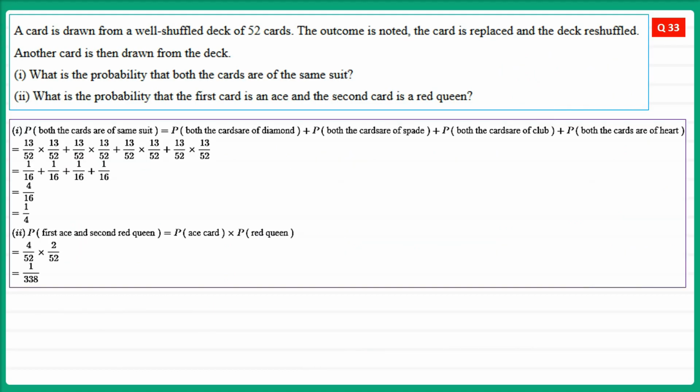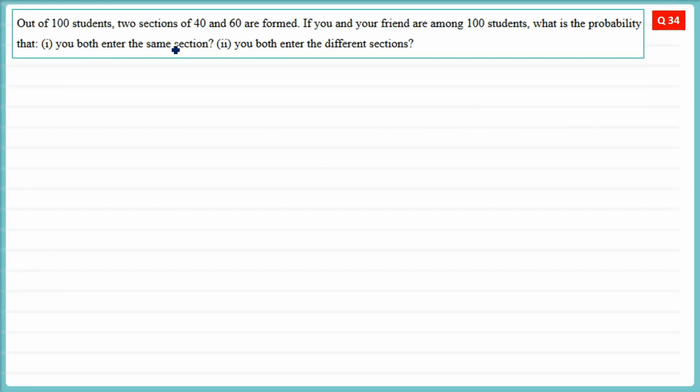Now, how do we solve this? This question was a good question, and this is how you are going to solve it. Out of 100 students, 2 sections of 40 and 60 are formed. If you and your friend are among the 100 students, what is the probability that you both enter the same section? Or that you both enter different sections? What you see here, you both enter the same section and different sections are actually the inverse of each other. So if we are able to find any one probability, the second can be computed just by subtracting it from 1. That is the first thing you need to keep in mind.